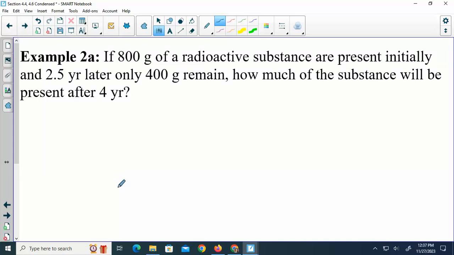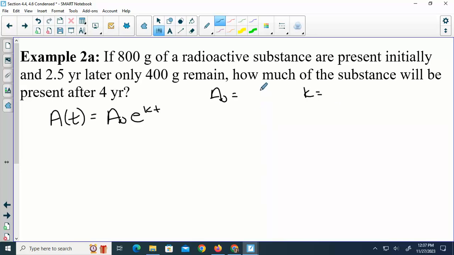So if 800 grams of a radioactive substance are present initially, and 2.5 years later only 400 grams remain, how much of the substance would be present after 4 years? So my formula, the amount at any given point in time, is the beginning amount times e to the kt power. We have to know the A sub 0 and the k. So we get our equation.